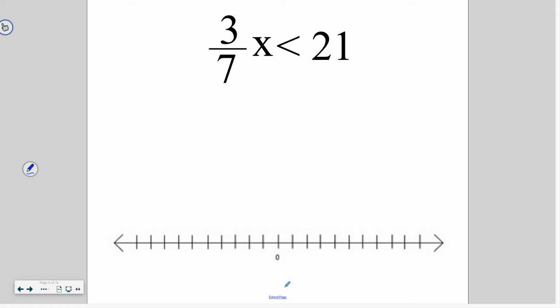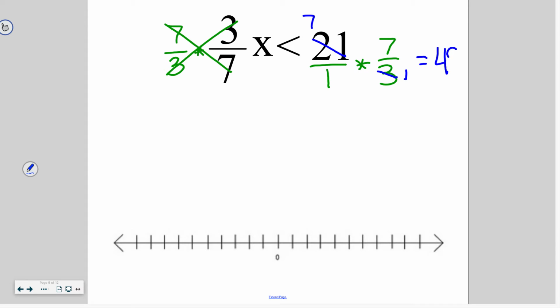Sometimes we have fractions in our inequalities. In order to get rid of a fraction, we want to multiply by the reciprocal. So we're going to go ahead and multiply by 7/3. When I do that, my 7's cross cancel and my 3's cross cancel, so that's why we're multiplying by the reciprocal. Then we're going to want to do the same thing on the other side. Using some cross reducing, I can turn that 3 into a 1 and the 21 into a 7, giving me a final answer of 49.